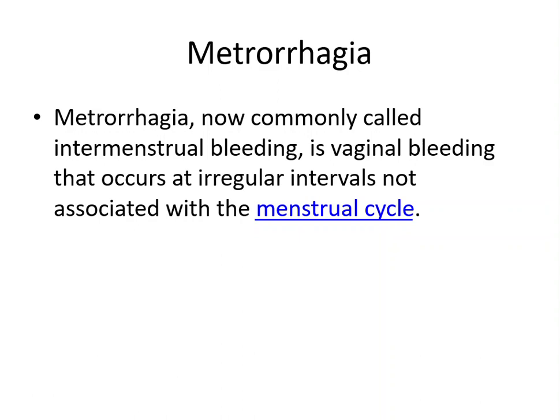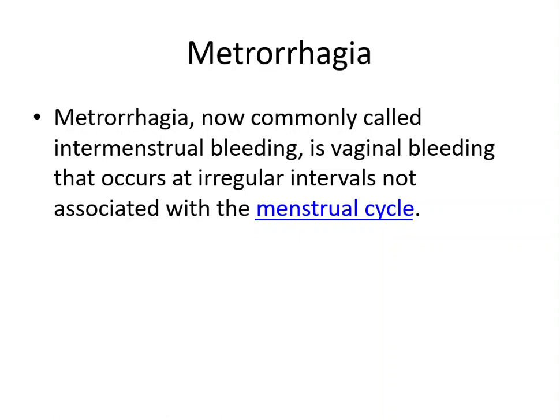Today we will continue with abnormal uterine bleeding. In last class we have seen menorrhagia. Next is metrorrhagia. Menorrhagia is heavy menstrual bleeding at regular interval. Next, metrorrhagia is commonly called intermenstrual bleeding.